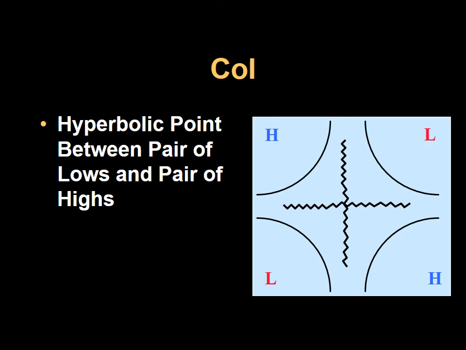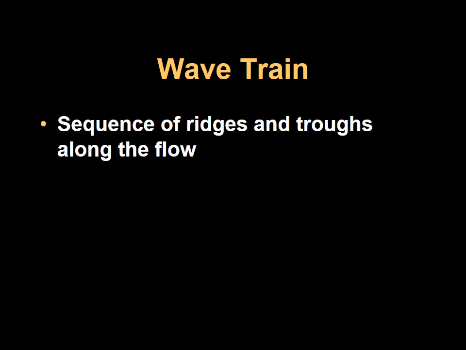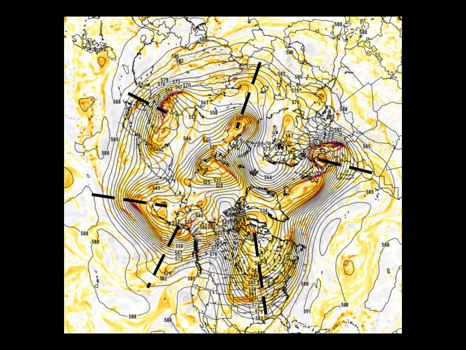Okay, a couple other definitions quickly. What is a col? A col is a hyperbolic point between pairs of highs and lows. Typically, this is an area where you see frontogenesis, and we'll talk more about that when we get into fronts. And then a wave train is a sequence of ridges and troughs that move along with the flow. Looking down on the North Pole, this is a 500 millibar map that shows you heights at 500 millibars, the height of the 500 millibar surface. You see that there are regions where there are troughs and regions where there are ridges. Typically, we only identify the troughs, but this helps us show the wave sequence around the northern hemisphere. All of these troughs are moving from the west to the east, and we can identify those as they move through the flow.